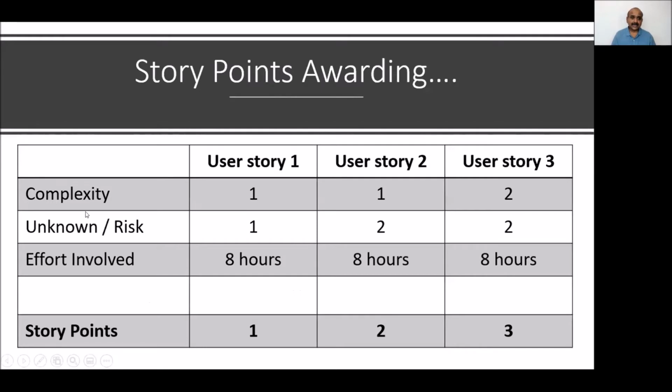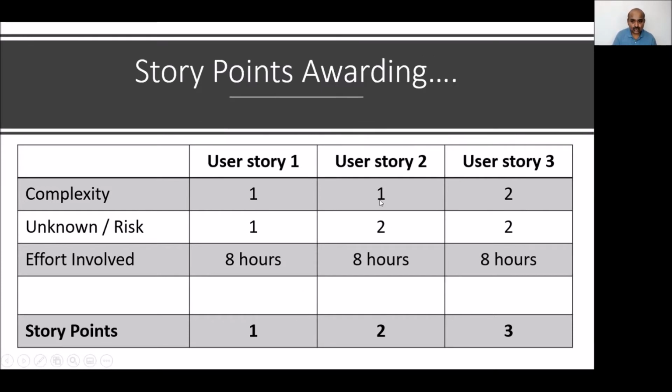See here, what happens? All the 3 user stories are having 8 hours, but complexity wise, user story 3 is more complex, because here you have to do more in-depth analysis. It requires more senior developers or testers. And so you have to award a bit more story points for this, even though it is taking 8 hours.